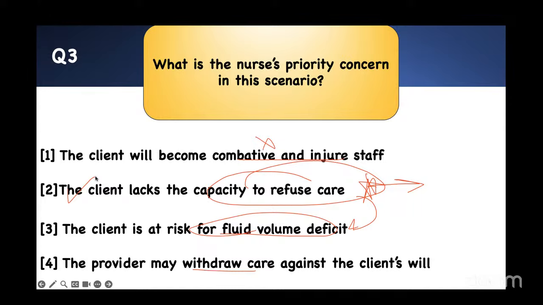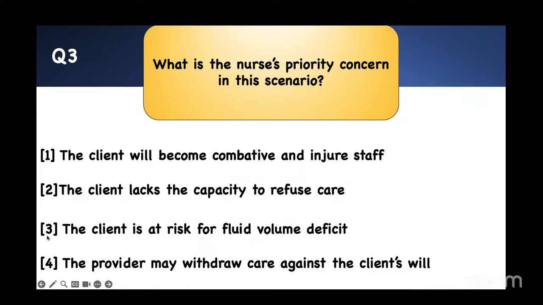If he never said anything about it from the beginning, yes, his fluid status matters. But now he said, don't touch me. Don't put any more needles in me. Go to your ethical background now and say, I cannot touch this patient anymore. Otherwise, I go to jail. So two is the right answer. The client lacks the capacity to refuse care at this time.